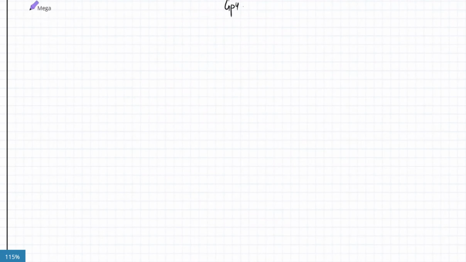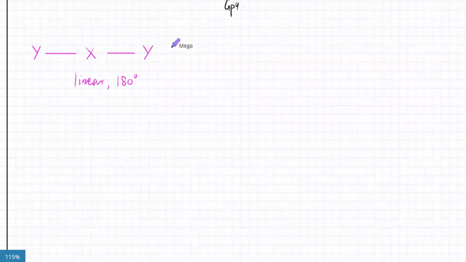So if an atom has 2 bonds, the shape is obviously linear. There's going to be 1 bond over here, so that's going to be your Y, and there's going to be another bond on the other side. So that's the first basic shape, and this one is linear. The angles are 180 degrees. Linear means the atoms would be arranged in a straight line.